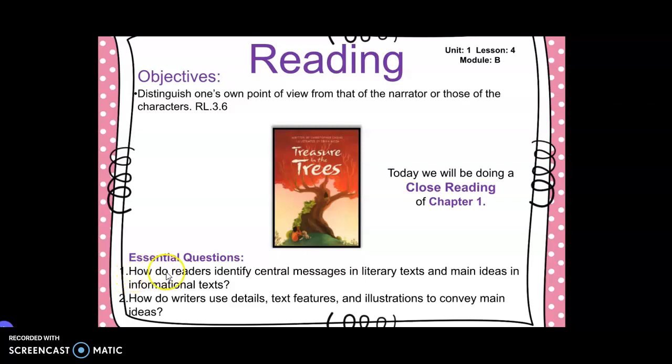Number 1, how do readers identify central messages in literary texts and main ideas in informational texts? Number 2, how do writers use details, text features, and illustrations to convey main ideas? And today we're going to read chapter 1 of Treasure in the Trees. This is our new story.